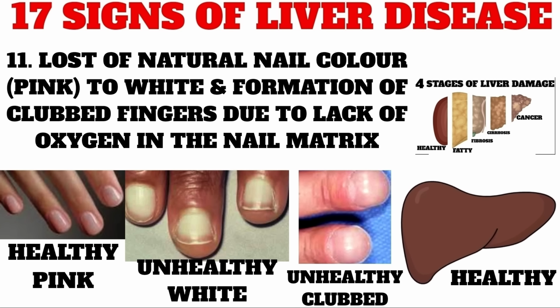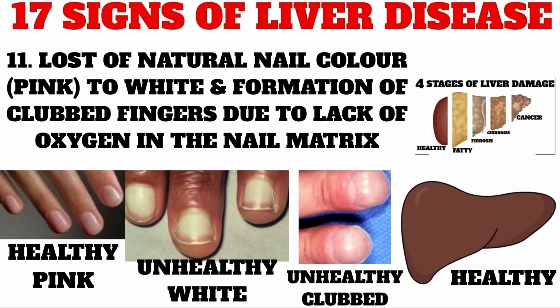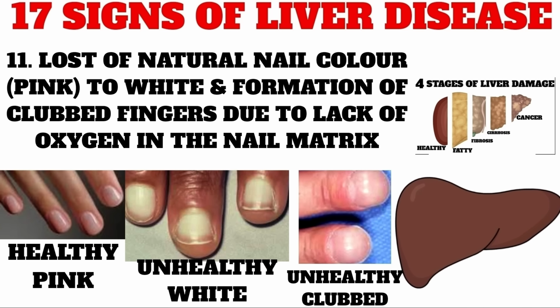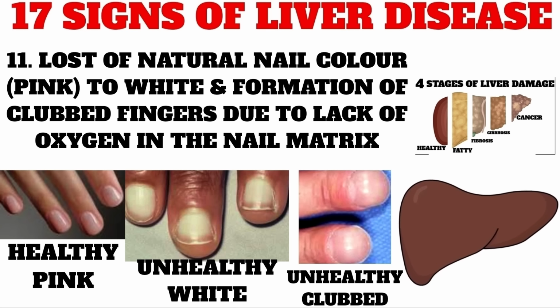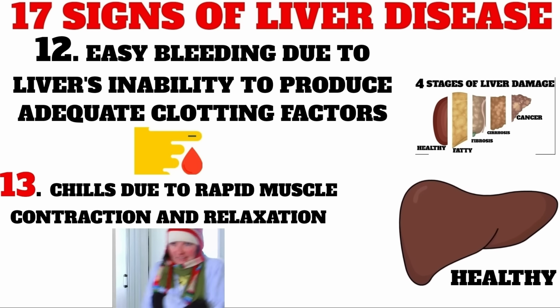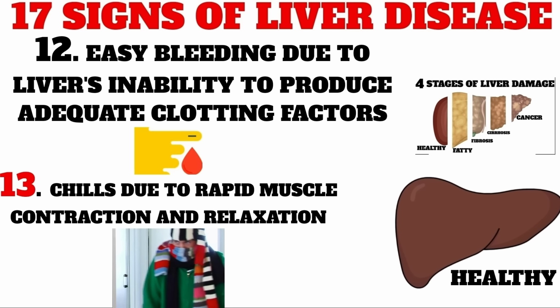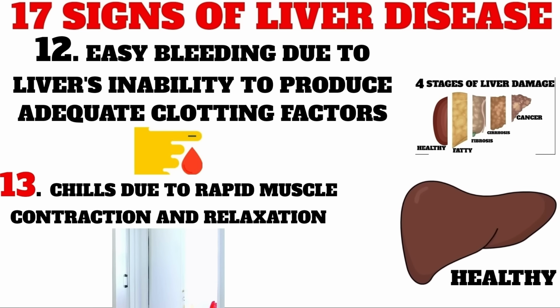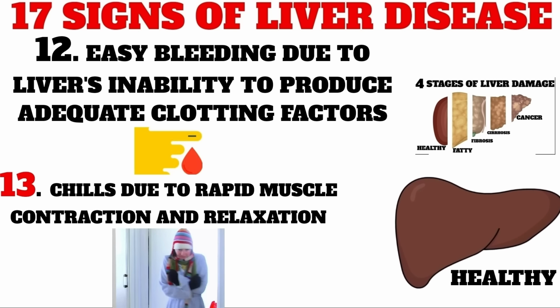11. Loss of natural nail color, which is pink, to white color, and formation of clawed fingers due to lack of oxygen in the nail matrix. Number 12. Easy bleeding due to liver's inability to produce adequate clotting factors. 13. Chill due to rapid muscle contraction and relaxation.